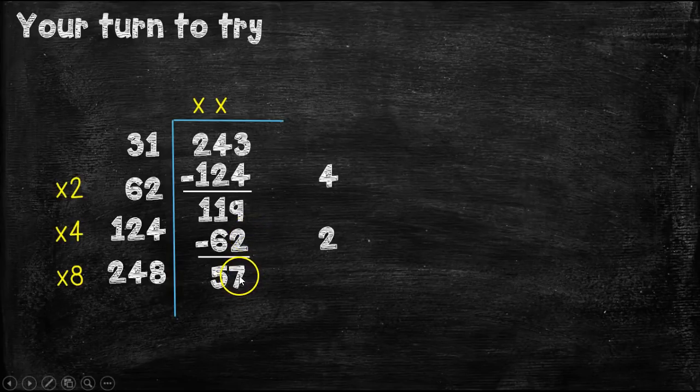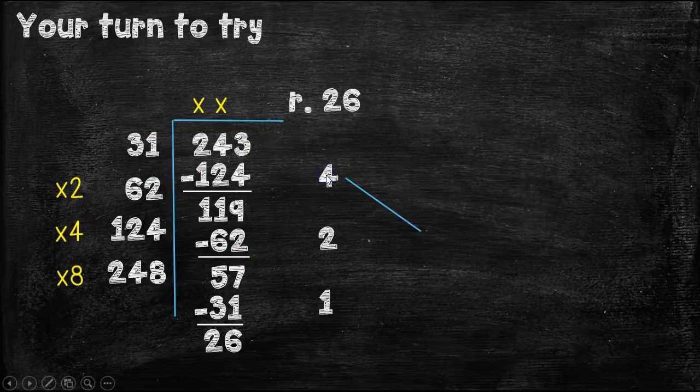Can we still go? Is 57 still higher than 31? It sure is. But if we look over here, the only other number that we can subtract that's less than 57 is 31. So we'll subtract 31. 31 was 31 times 1, so we need to put the 1 over here so we can add all of these up to get our answer. 57 minus 31 is 26. So is 26 smaller than 31? Yes, it is. So 26 is our remainder.